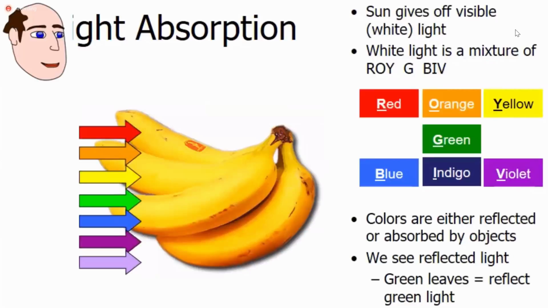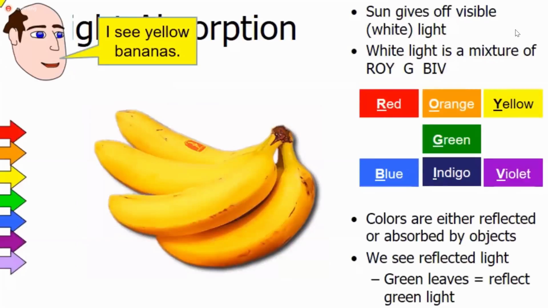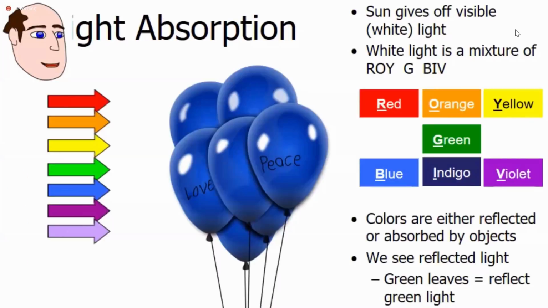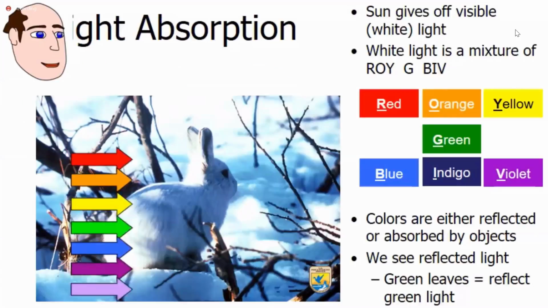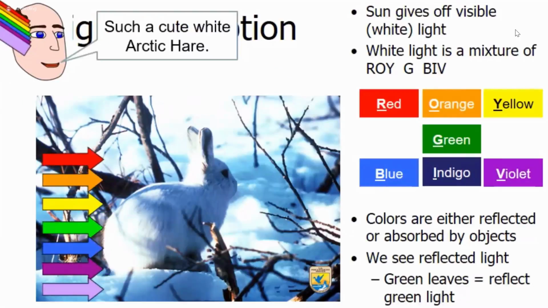So this is a fundamental. Whatever the color of these balloons, when we shine visible light, the blue wavelength reflects into our eyes, and the other colors are absorbed. When we look at white objects like snow or this Arctic hare, the reason the object is white is because white reflects all the colors, and all the wavelengths of light enter our eyes, and our brain interprets this as the color white.